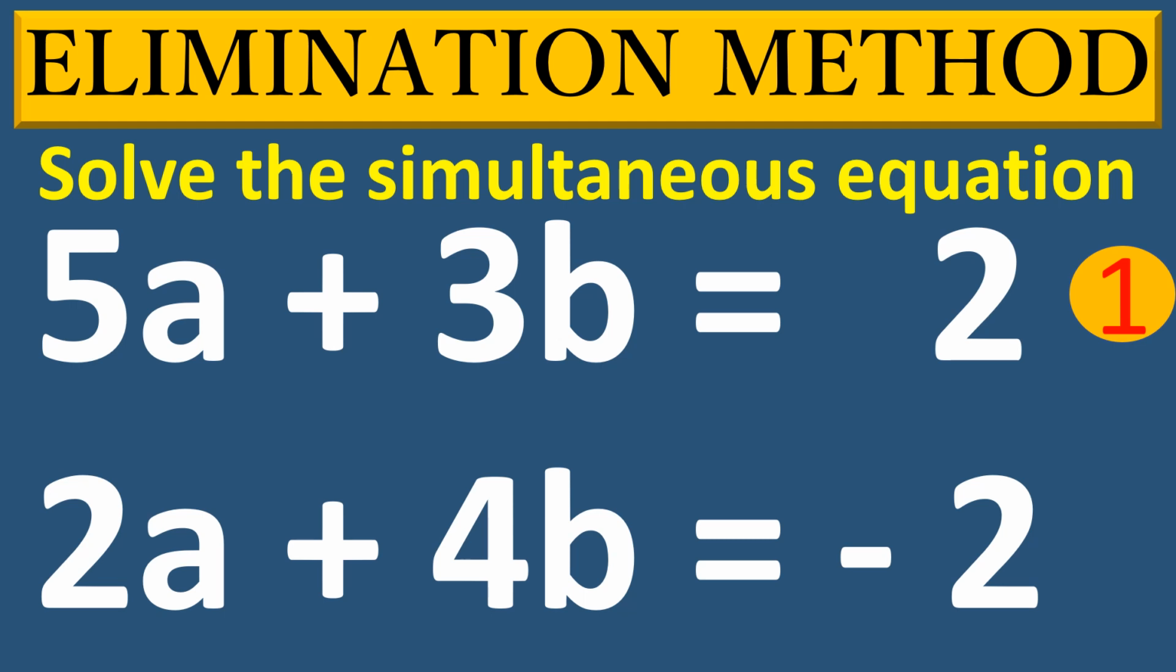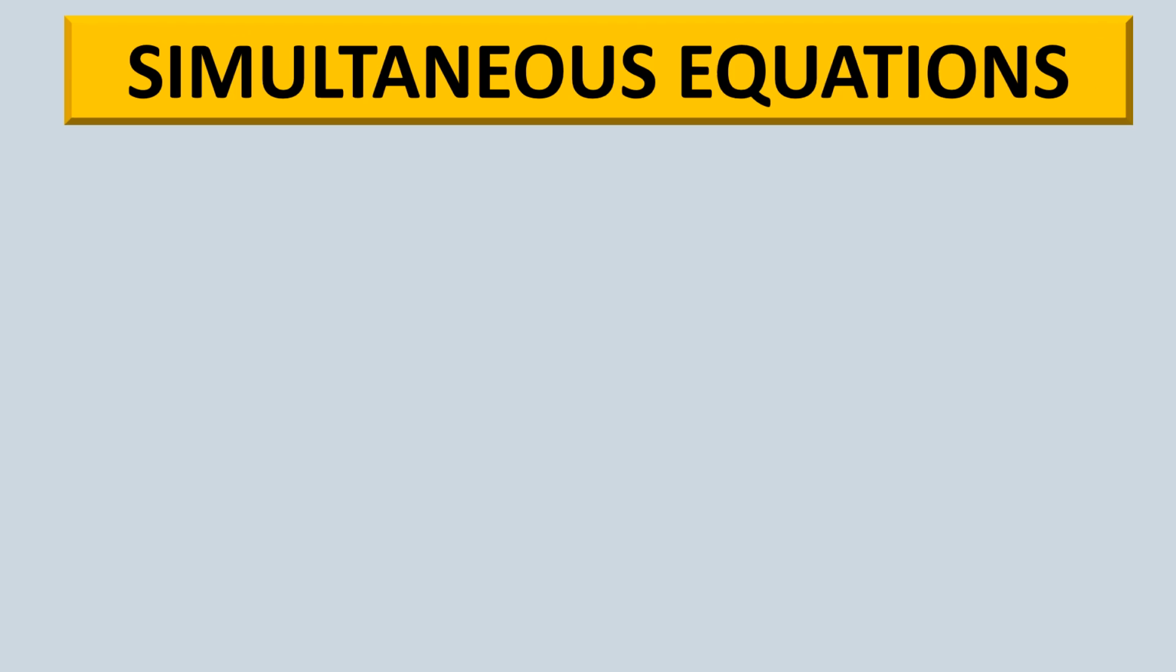method. So you have 5a plus 3b equals 2 as equation 1, and 2a plus 4b equals minus 2 as equation 2. So we're solving simultaneous equations, and in this case a particular simultaneous equation.